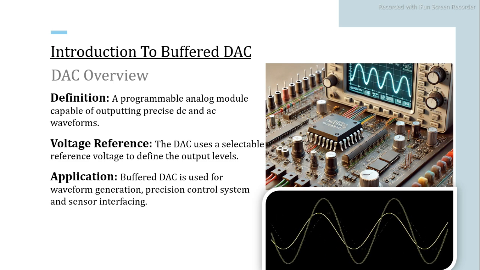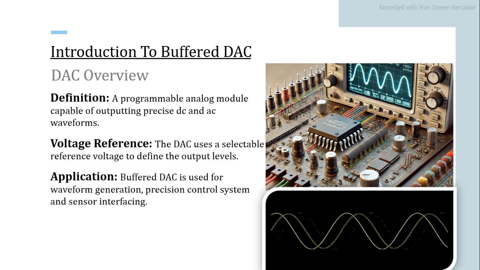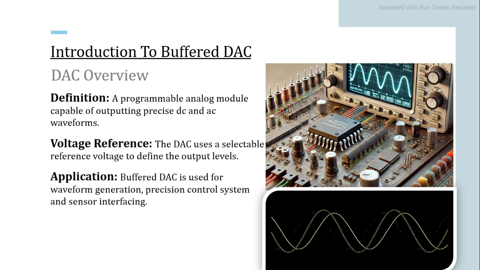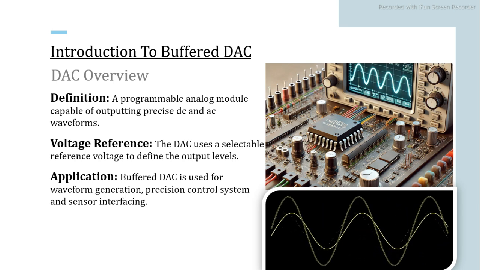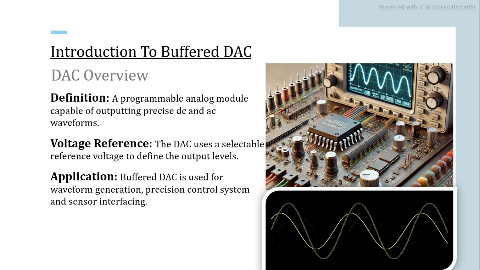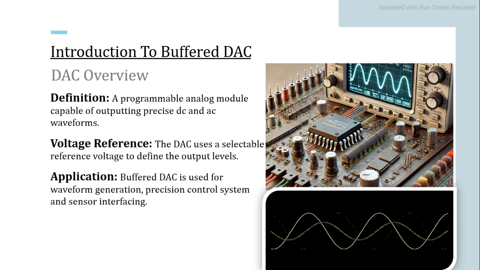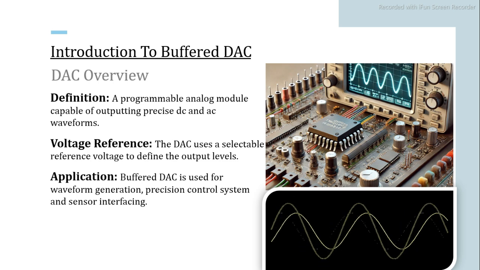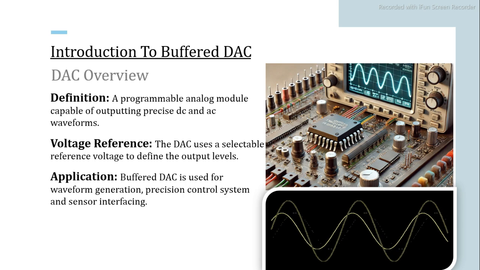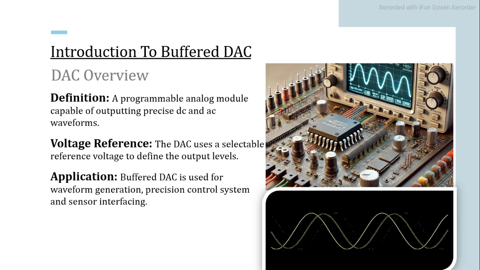So what is the Buffered DAC? A Buffered DAC, or digital to analog converter module, is a programmable analog module that is capable of generating precise DC and AC waveforms. It plays a critical role in modern systems like waveform generation, precision control, and sensing interfacing.